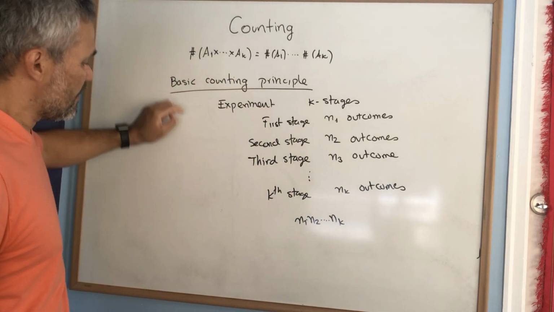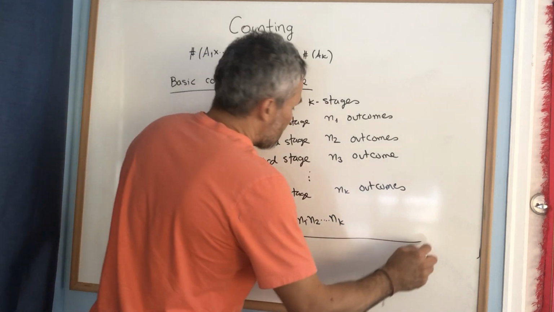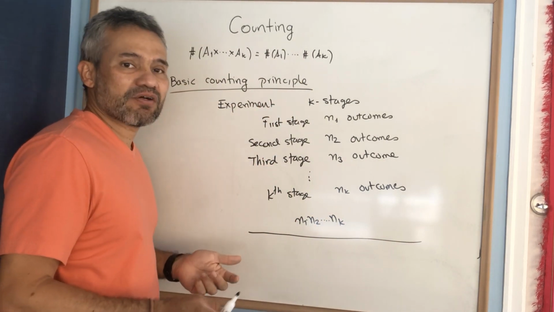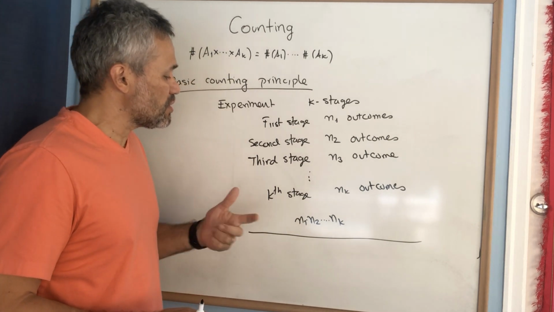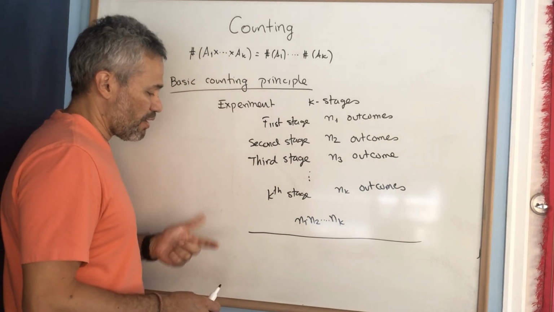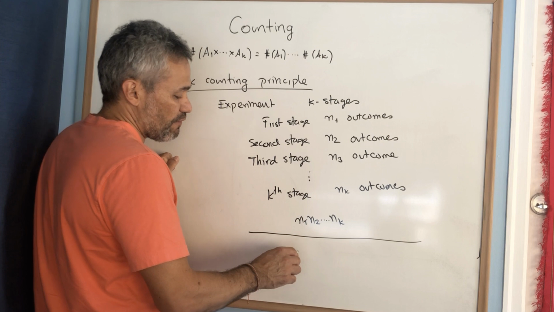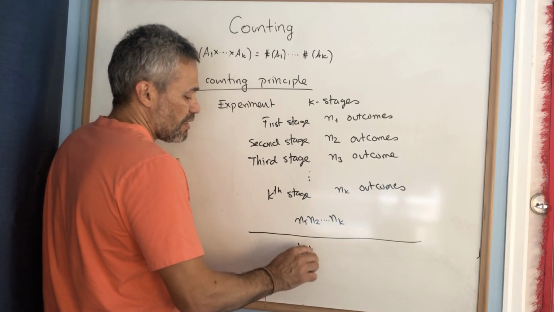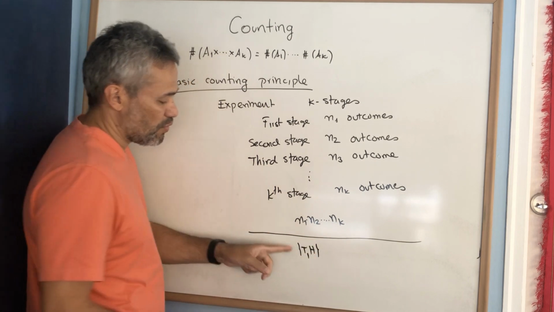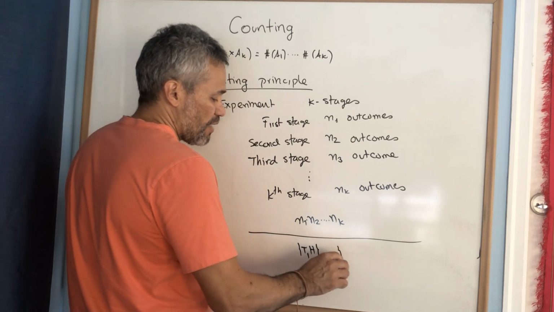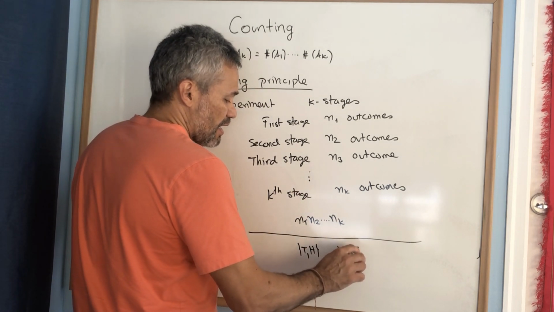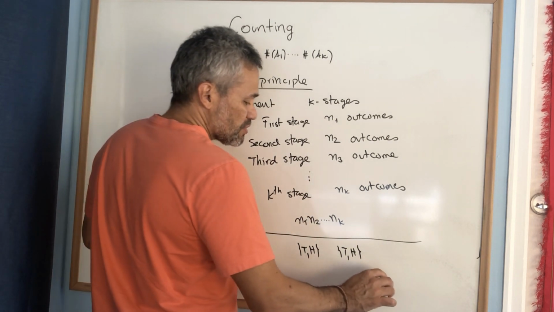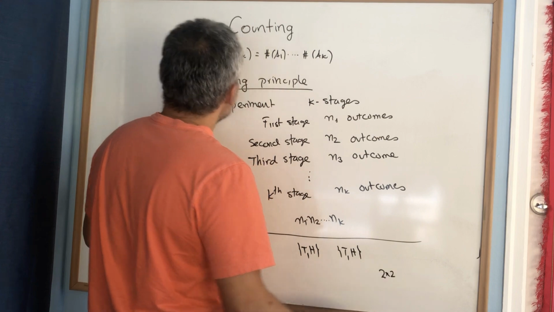Notice that our previous example fits into this. The experiment consists in tossing 2 coins, a quarter and a dime. For the first coin, we have either tail or head, 2 possibilities, and for the dime, we also have tail and head. Then the number of possible outcomes is going to be 2 times 2.